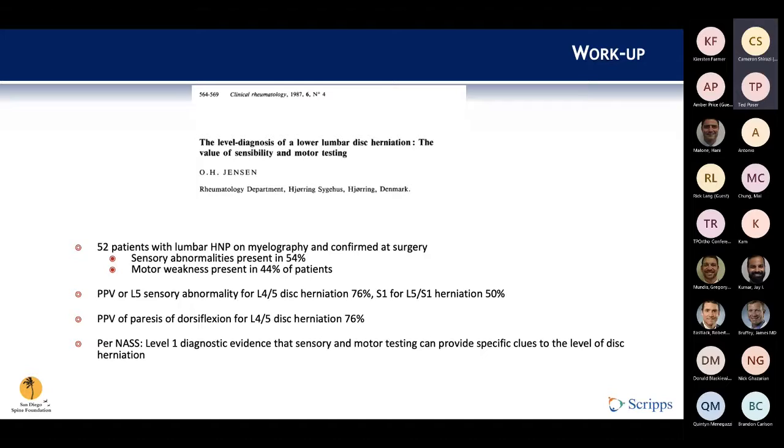And then an offshoot of that, per NASS guidelines, level 1 diagnostic evidence that sensory and motor testing can provide specific clues to the level of disc herniation. So this is just showing the reasoning behind some of our physical exam maneuvers and what's necessary and what you should be looking for and how predictive it is of that. And you can see the difference between L4-5 and L5-S1 here, actually, which is surprising.